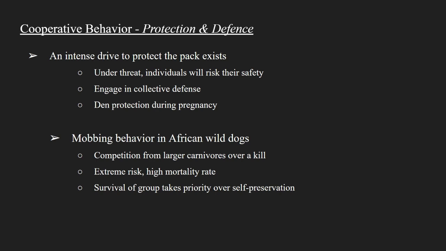Multiple members of the pack will work together by loudly vocalizing and harassing the intruding predators rather than fleeing. They do this to try to retain their hard-won food source for the benefit of the entire pack. Even though wild dogs are much smaller and more lightweight compared to lions and hyenas, by mobbing in a coordinated way, they can successfully drive the larger competitor animals away.